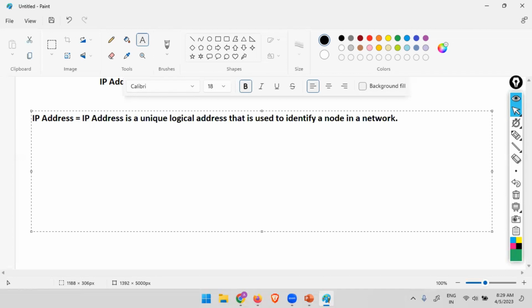Then in IP address, we have 2 versions. IP address versions. So what are the versions? IPv4 and IPv6. Now there's a task for you about IPv5. You have to find out that we have IPv4 and IPv6, so what is IPv5? This is your task for the day.